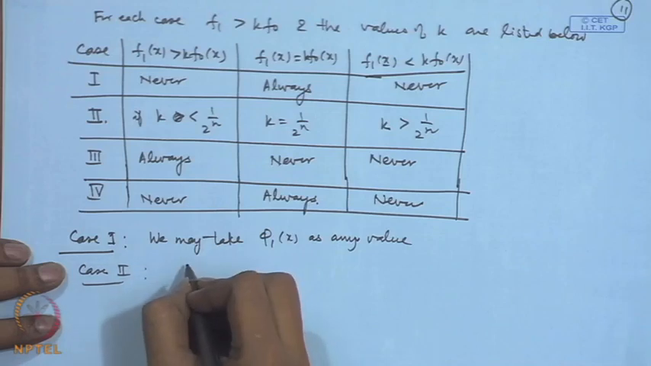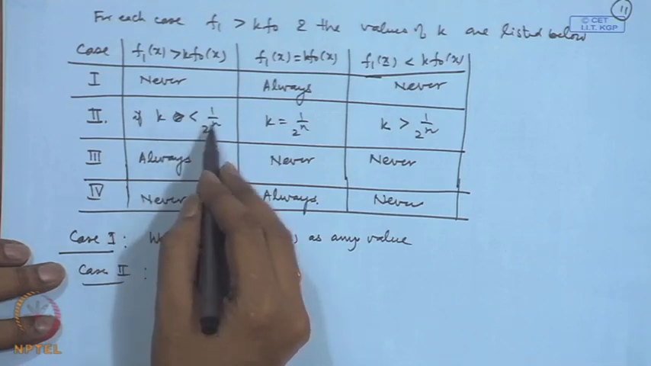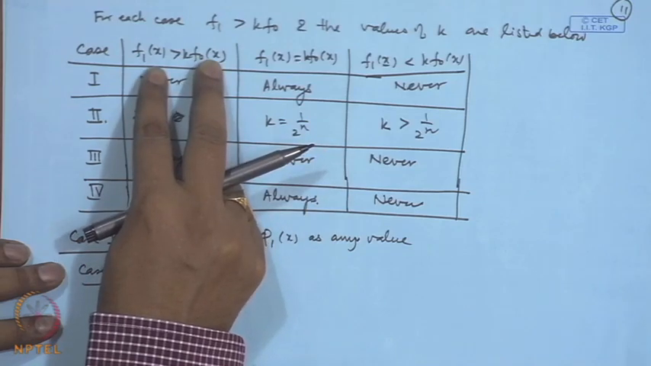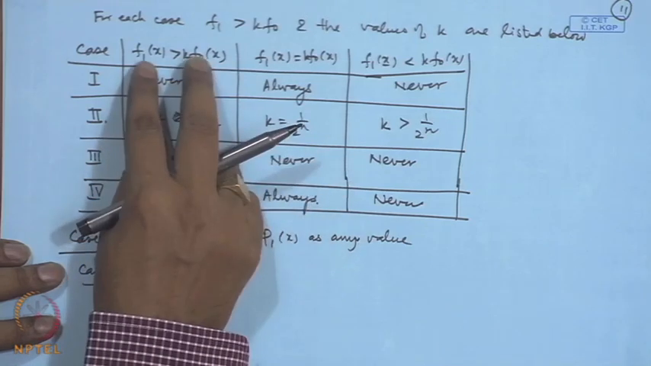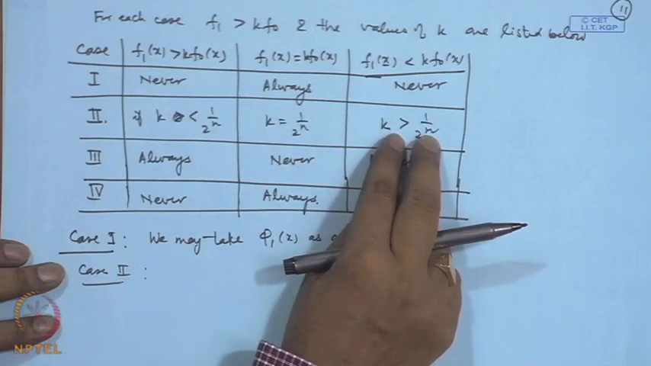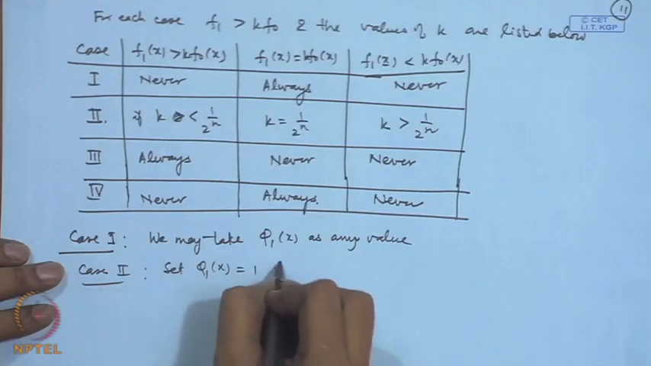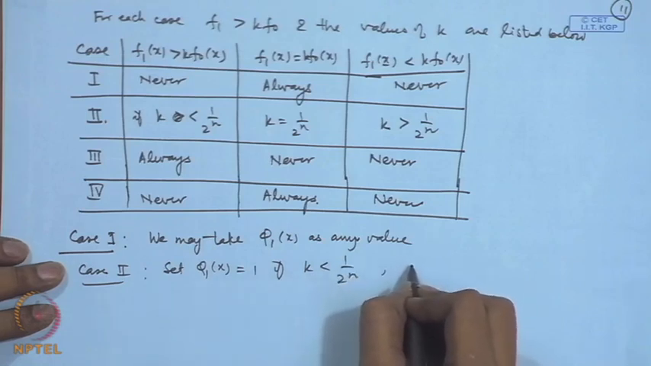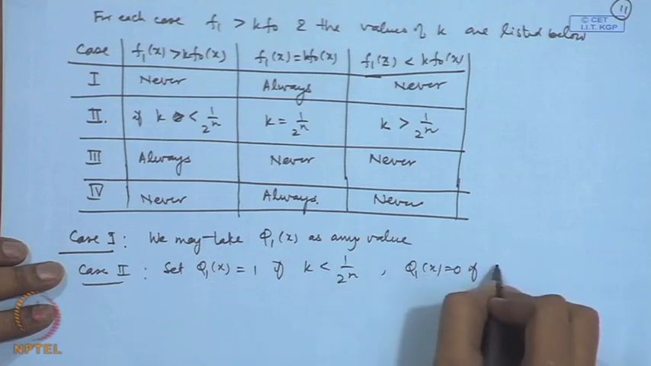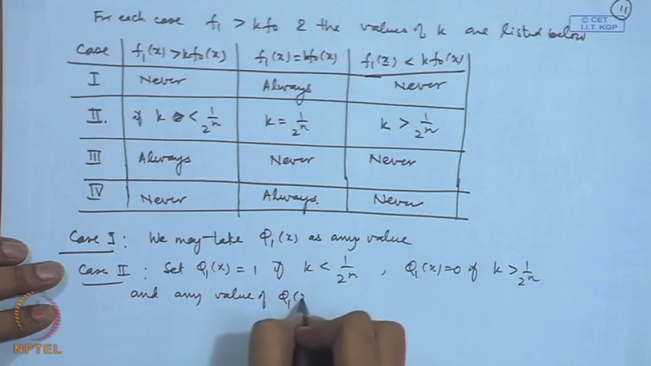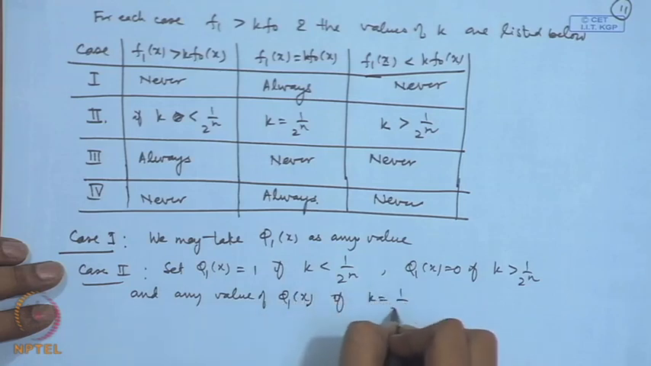In case 2, if k is less than 1 by 2 to the power n, in this case f 1 is greater than k f naught. That means, this is the corresponding case to rejecting h naught. So, if k is less than 1 by 2 to the power n, we will say reject h naught, and if k is greater, we will say accept h naught. That means, phi 1 is equal to 0. However, when k is equal to 1 by 2 to the power n, then we may again say accept or reject, we can assign something. Of course, the probability of these cases will be 0. So, we can say phi 1 x, that is the test function, is equal to 1 if k is less than 1 by 2 to the power n, it is equal to 0 if k is greater than 1 by 2 to the power n, and any value of phi 1 if k is equal to 1 by 2 to the power n.